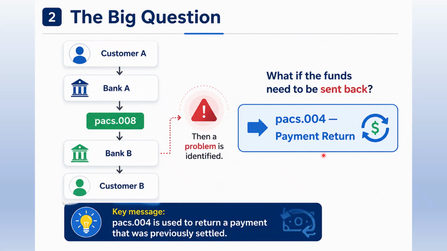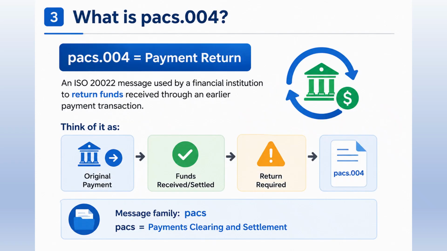That is where pacs.004, payment return, comes into the picture. The key point is simple. pacs.004 is used to return a payment that has already been settled. pacs.004 stands for payment return. It is an ISO 20022 message used by a financial institution to return funds received through an earlier payment transaction.